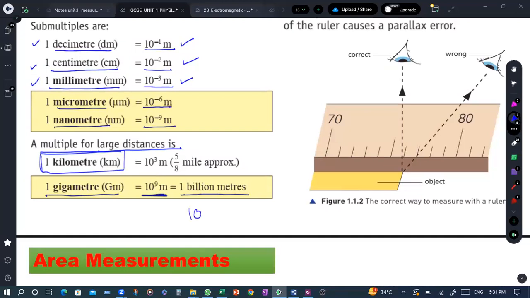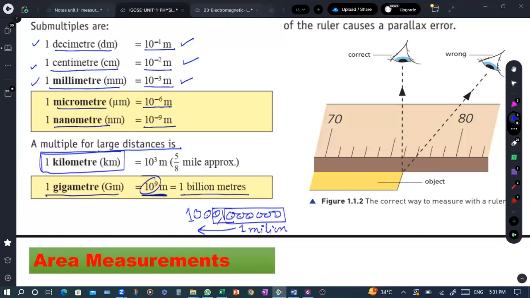Billion, how many zeros are there in a billion? 1000 million, isn't it? 10 power 9. So 1, 2, 3, 4, 5, 6, 7, 8, 9. This is 1 million, and this is 1000 million. 1000 million is 1 billion. Yeah, it is 1 billion.